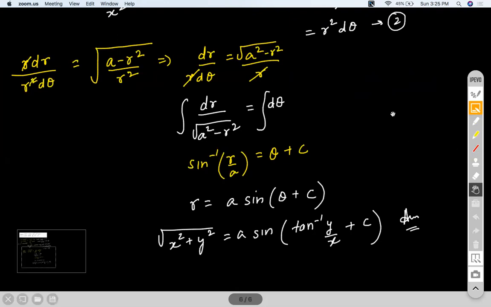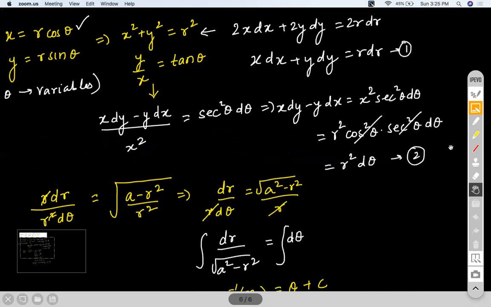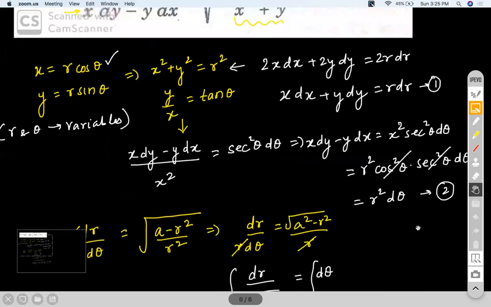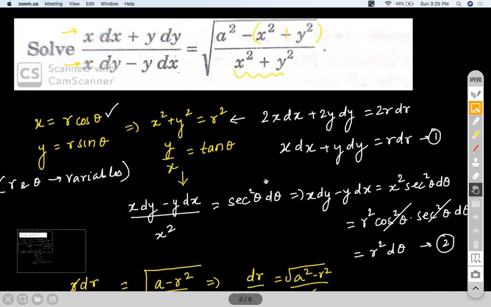So one thing we learned more over here is that we should never shy away from making such substitutions which are basically based out of polar coordinates. So whenever you see terms like x square plus y square appearing, please also consider that there could be a polar substitution that could help you in solving the question.